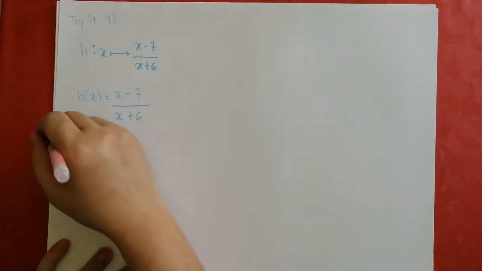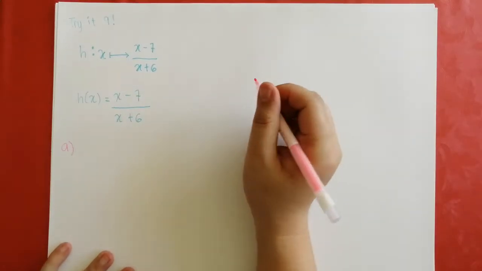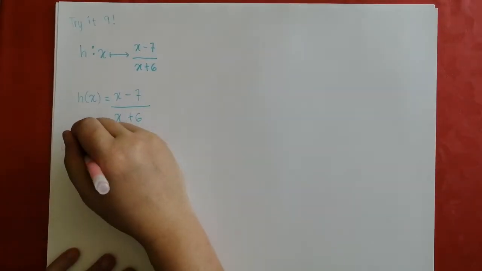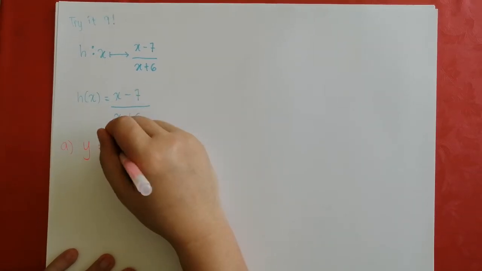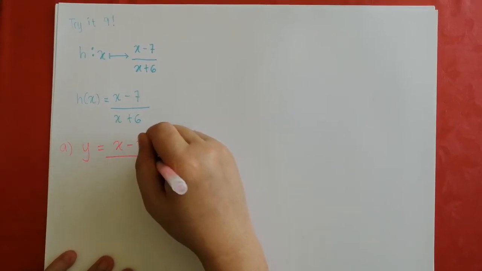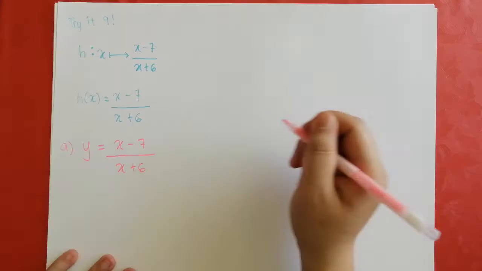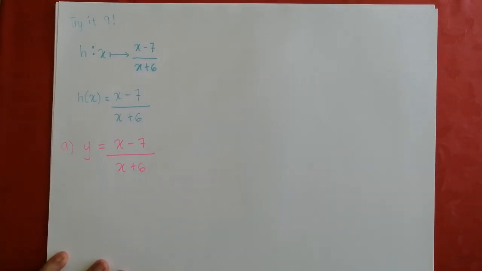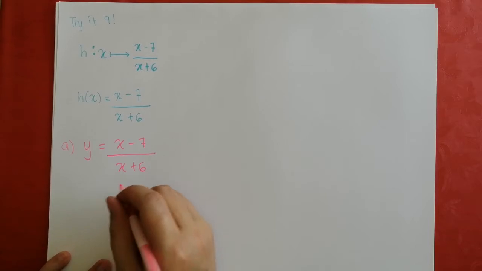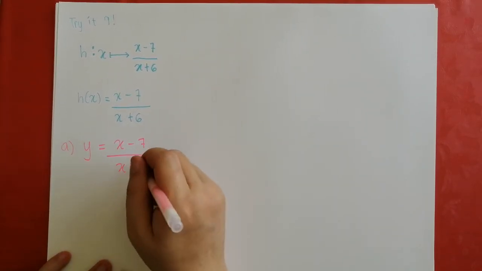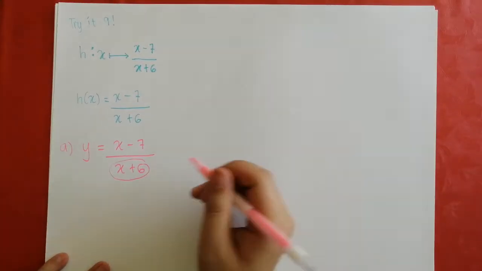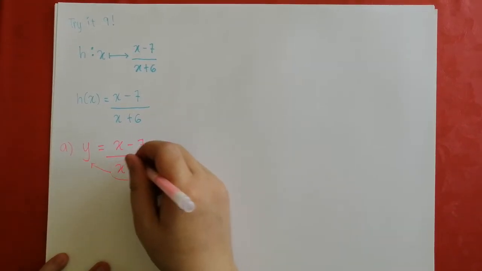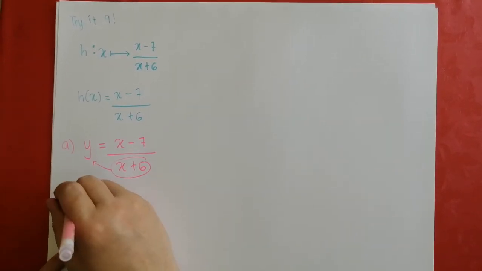So how do you find the inverse? Remember the 3 steps from the previous video. First step, let y equal our function. Then second step, we need to make x the subject. So in order to make x the subject, let's move x plus 6 to the other side because there's a divide. Bring it to the left, so it becomes multiply.